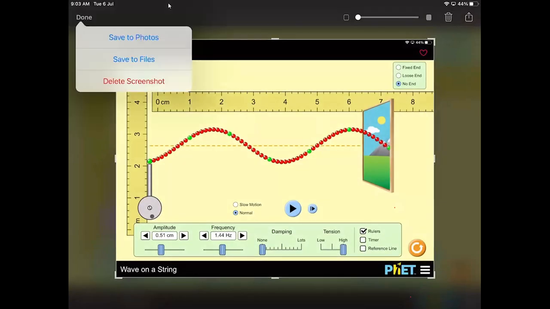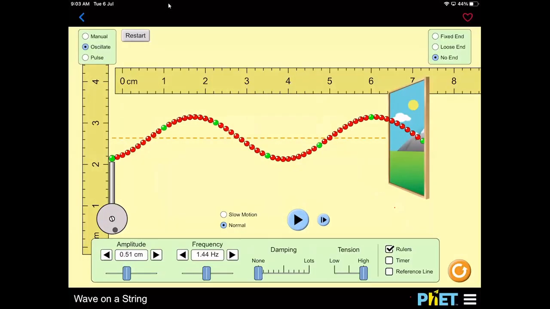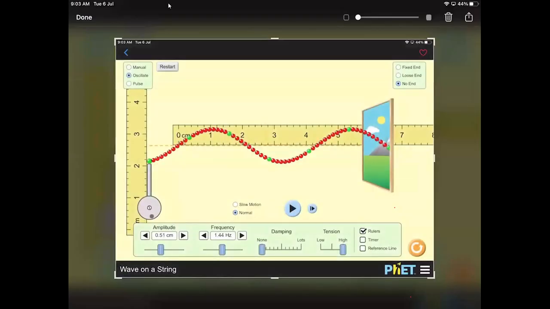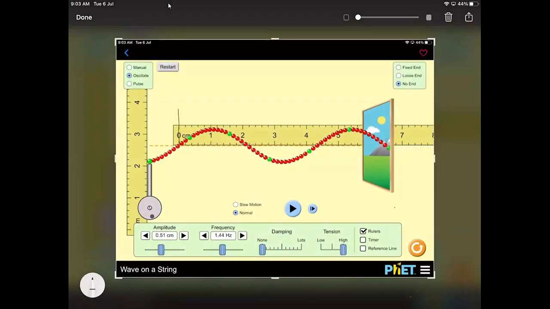Pause that. Oopsie, I can't do that. I have to put the ruler on first where I want to measure. Let's measure from that point to that. There we go. Okay, so I can measure from there.